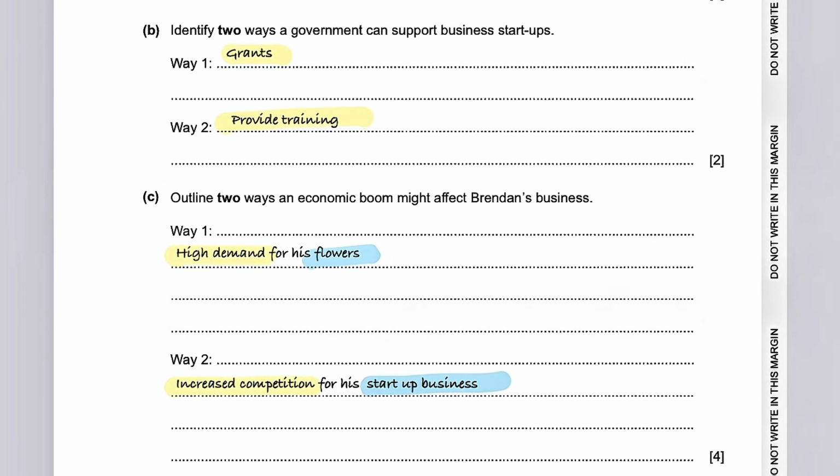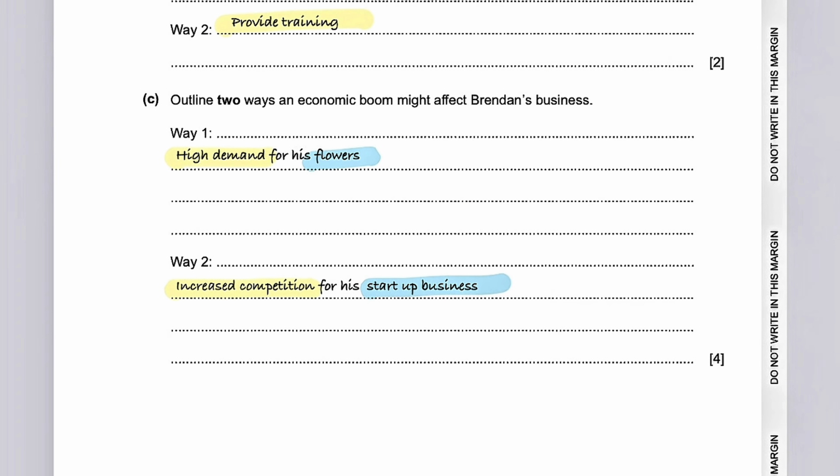Question C is our outline question, which has 2 marks for knowledge and 2 marks for application. This question does not require you to explain anything. It just simply needs to make sense when you're putting the application in.